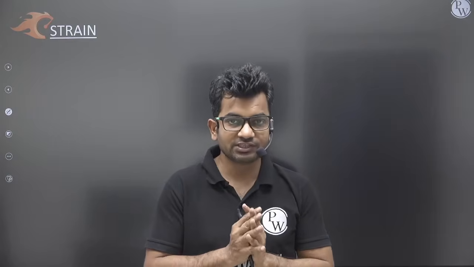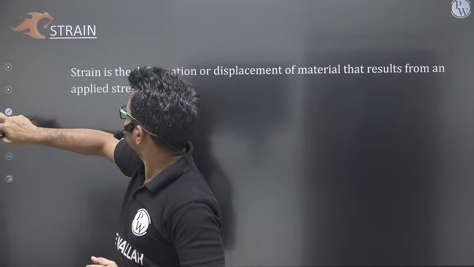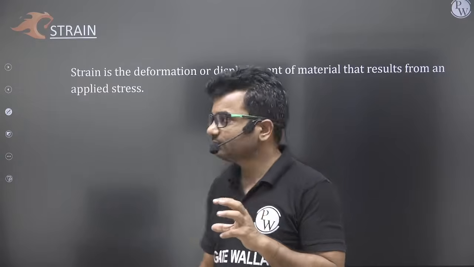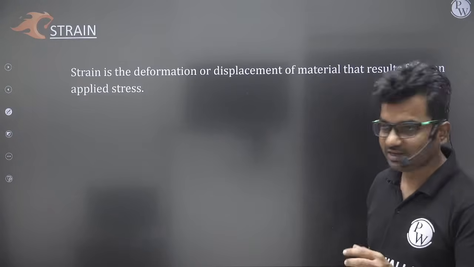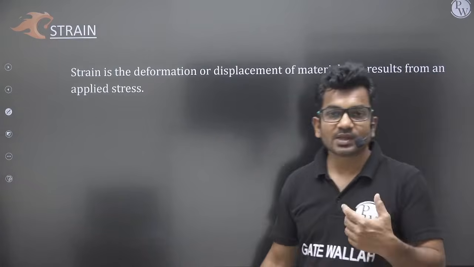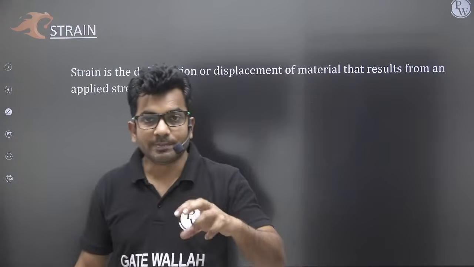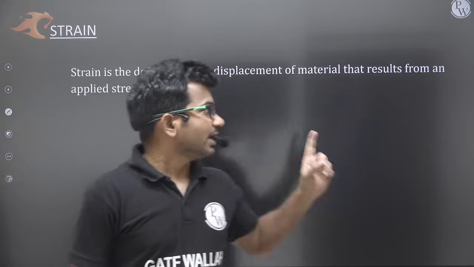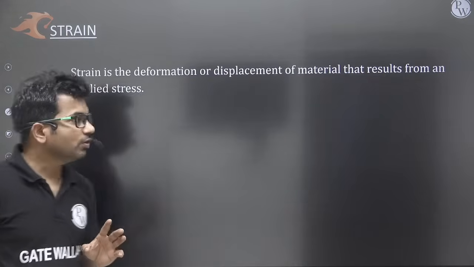Now let's come to strain. When there is load applied, there will be a tendency of the material to change its shape or change its length. When the length or shape of the material is changed, that change we represent in terms of strain. So what is strain? Strain is basically the deformation, but how we express that we'll understand later on. So strain is the deformation or displacement of the material that results from an applied stress or applied load. Applied loading will cause the deformation, and that deformation is represented in the form of strain.